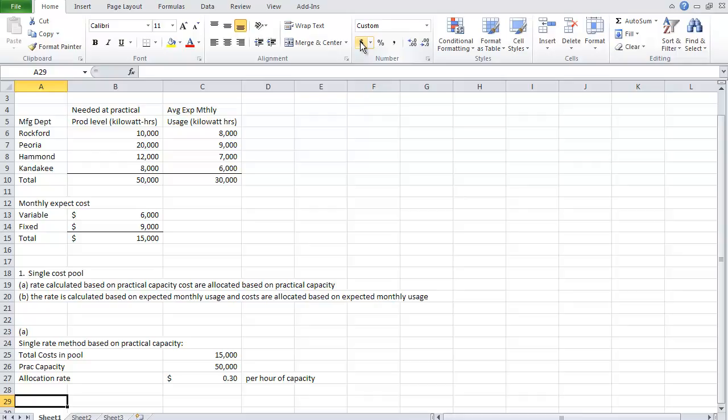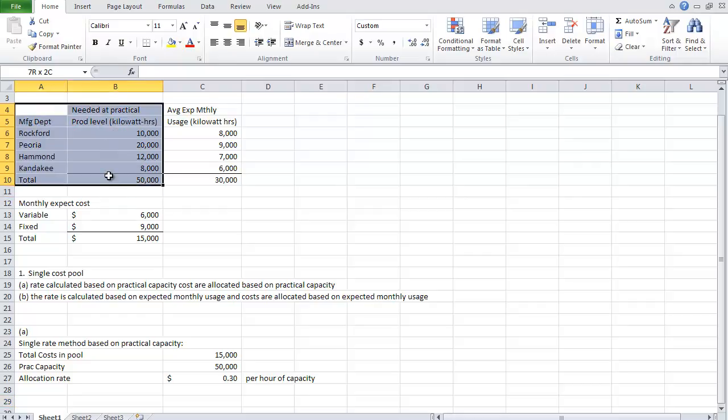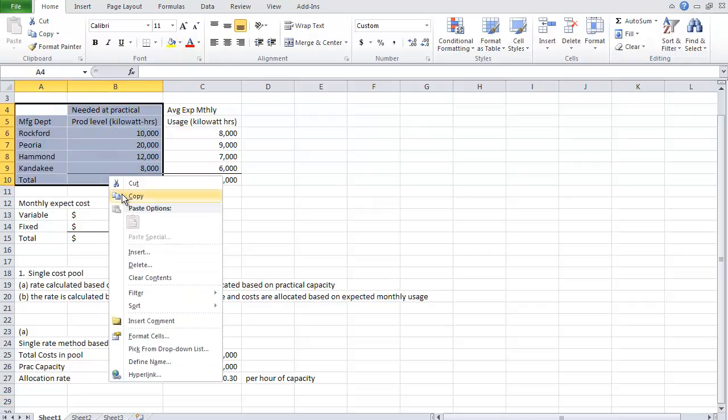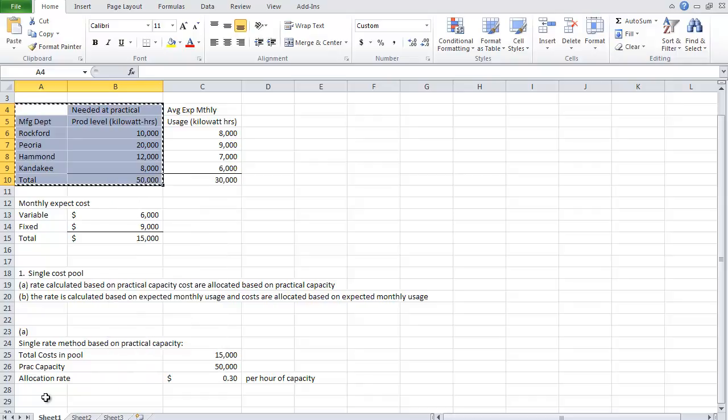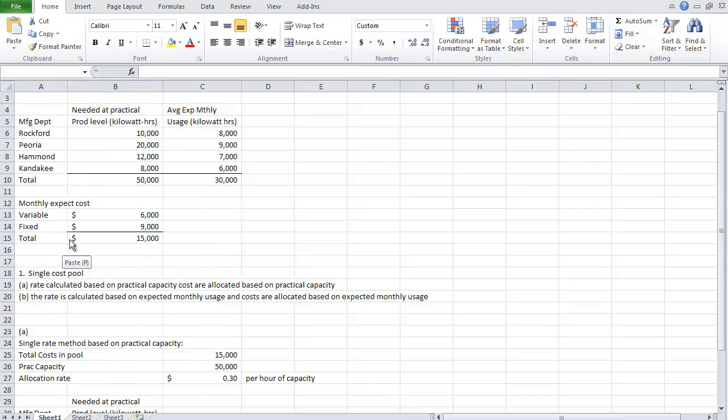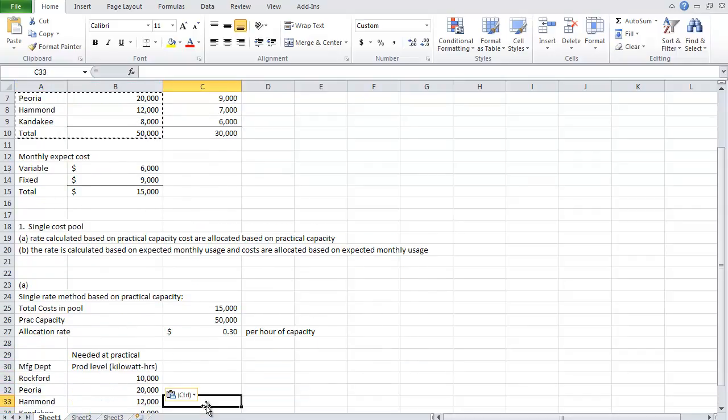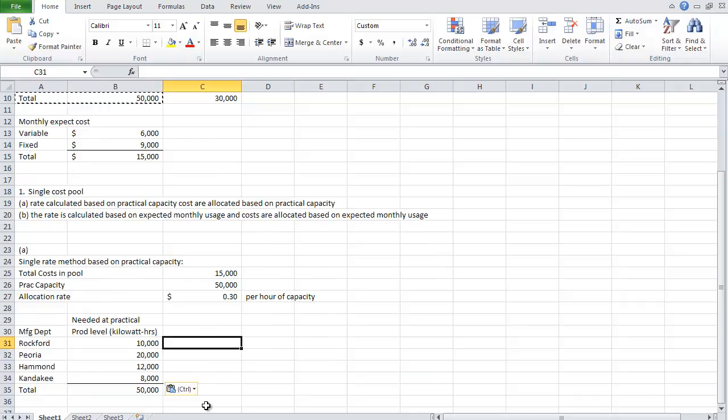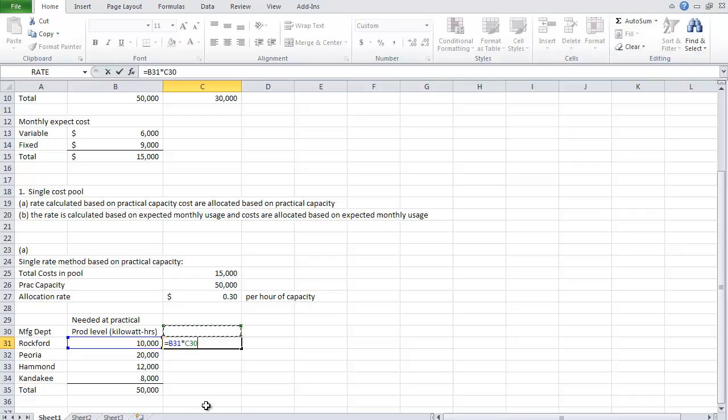Therefore, if we were going to actually allocate this, I'm just going to copy this down here, so we can finish out this problem. Now we're just going to apply this rate that we just calculated to each of these kilowatt hours. So for instance, we'll multiply this, I'm going to make this an absolute value. In that particular case, they would get $3,000.